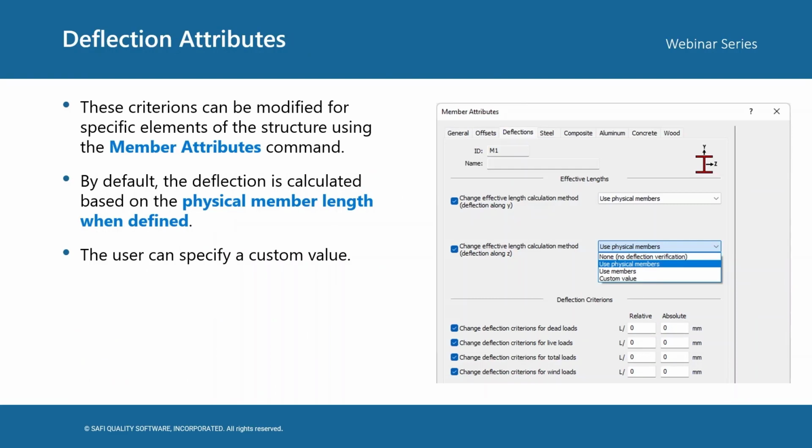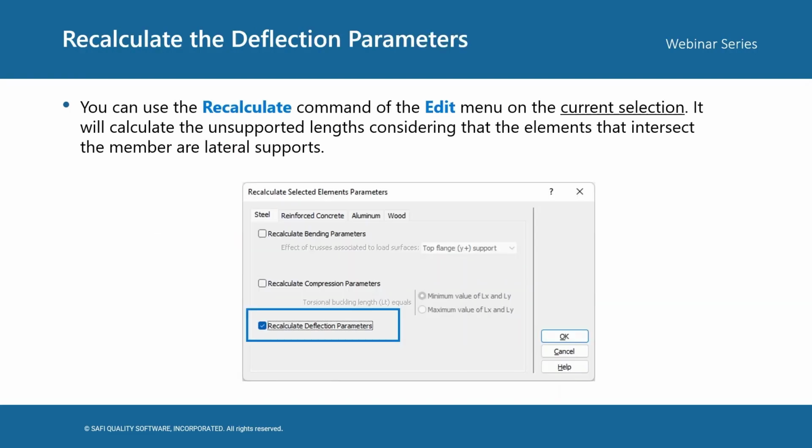By default, a deflection is calculated based on the physical member length when defined. However, the user can specify a different option or a custom value. It is possible to calculate the deflection parameters on a selection of members using the recalculate command. This command will calculate the unsupported lengths considering that the elements that intersect the member are lateral supports.